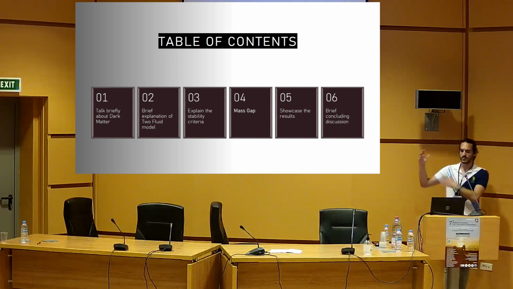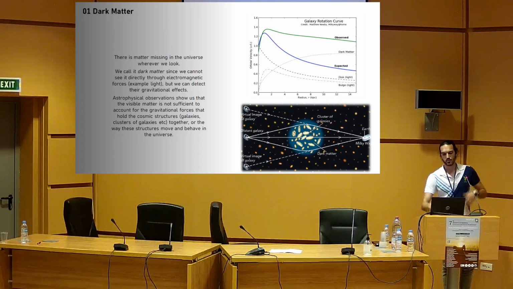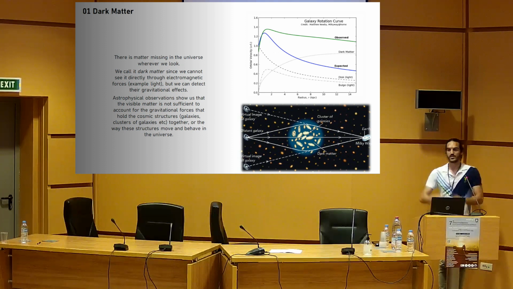I will showcase the results that we have, and then we will do a brief discussion as a conclusion. First of all, what is dark matter? There's matter missing in the universe wherever we look. That's what astrophysicists claim, and we call it dark matter since we cannot see it directly through electromagnetic forces such as light, but we can see its gravitational effects.